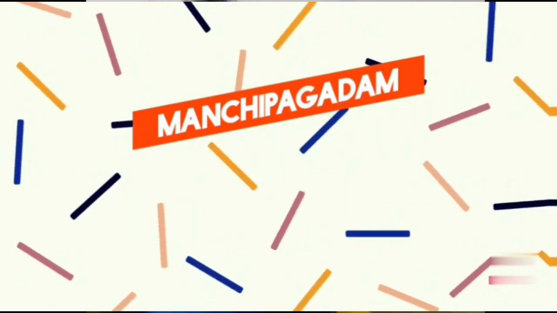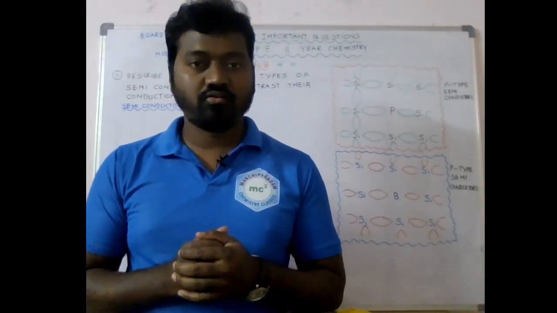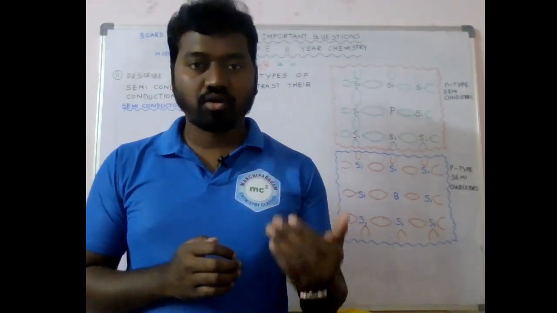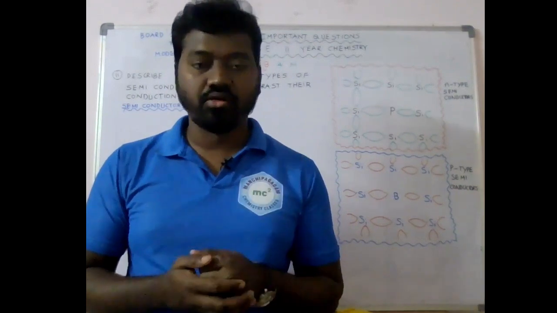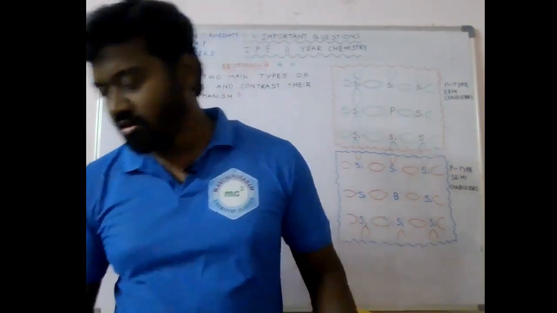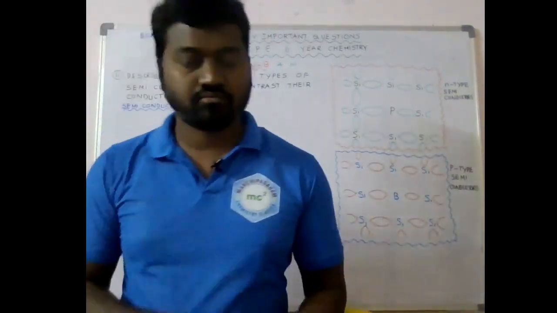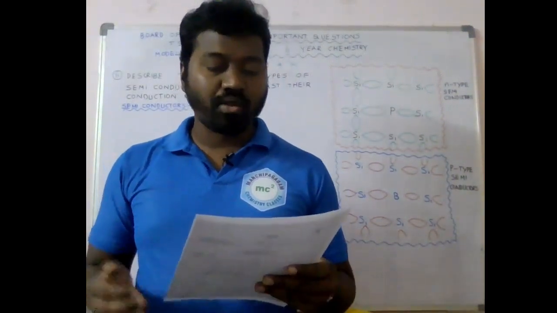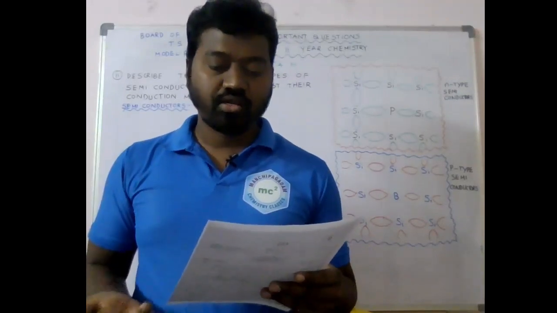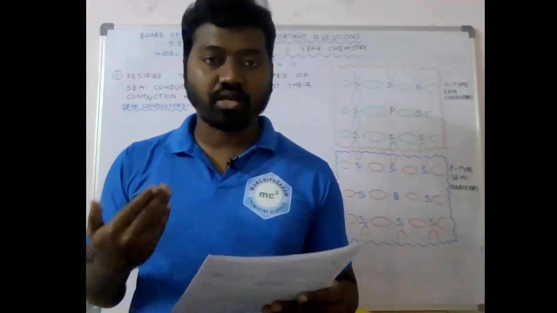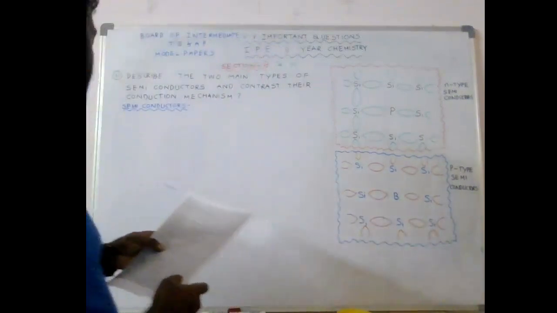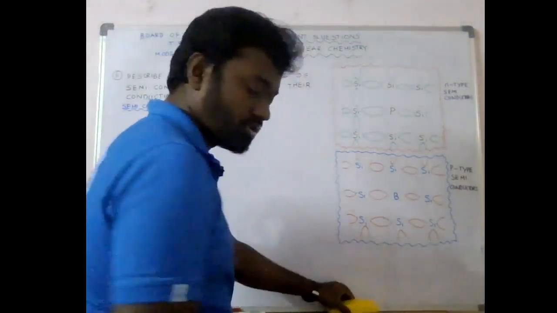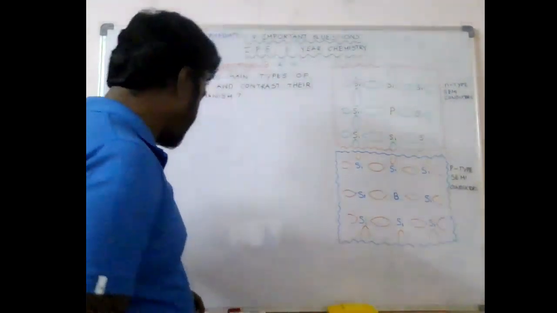In this video, we are going to discuss 4 marks short answer type questions, which are given in the model paper of the intermediate board. Section B, 11th question: Describe the two main types of semiconductors and contrast their conduction mechanism. That is the question. So semiconductors, two types, you know that. One is N-type semiconductors, another one is P-type semiconductors.